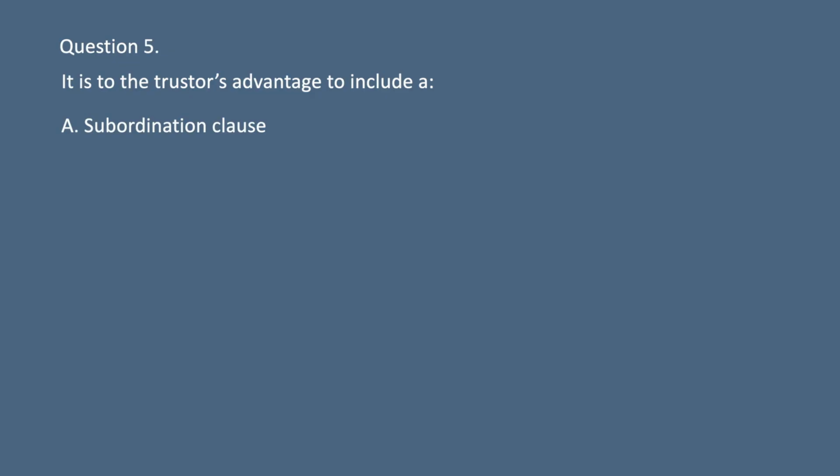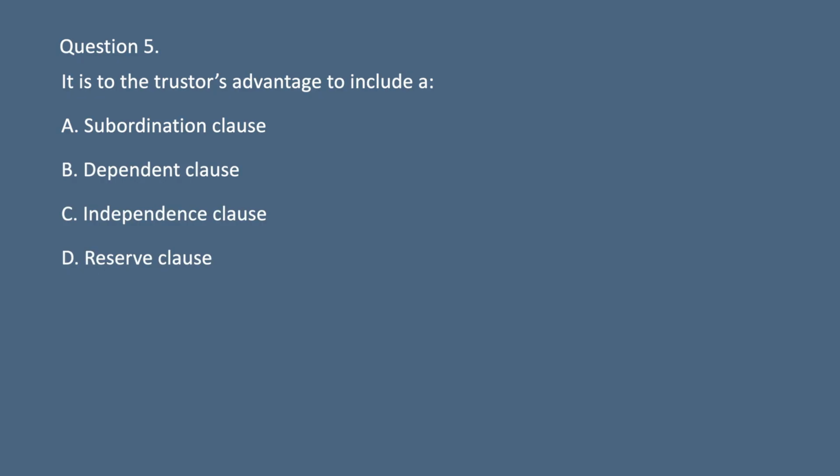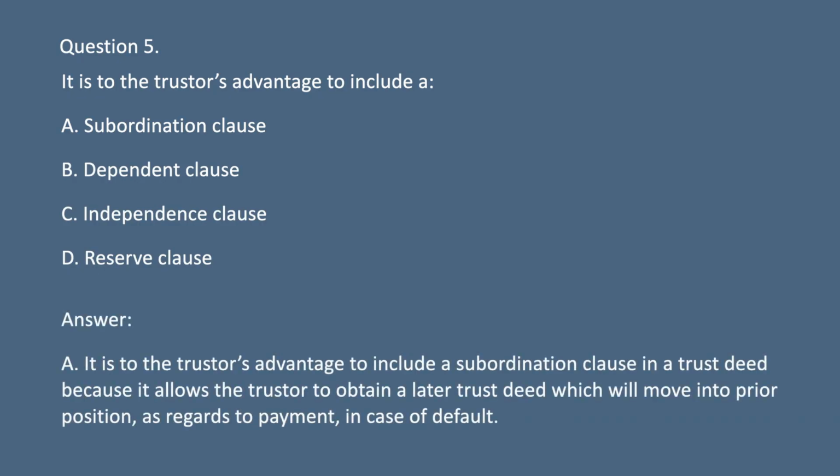Question 5. It is to the truster's advantage to include A. Subordination clause. B. Dependent clause. C. Independence clause. D. Reserve clause. Answer A. It is to the truster's advantage to include a subordination clause in a trust deed because it allows the truster to obtain a later trust deed which will move into prior position, as regards to payment, in case of default.